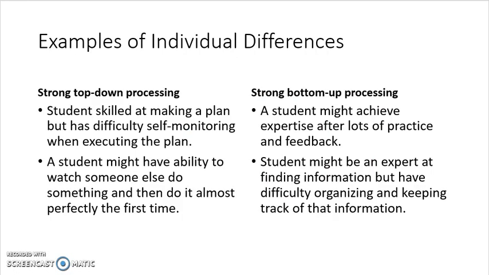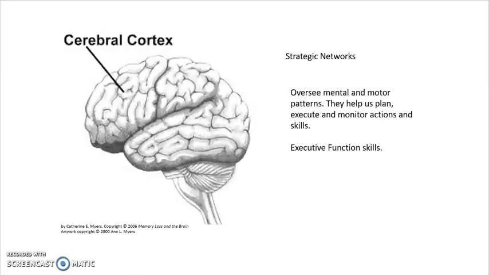For example, if a student has strong top-down processing, then he or she might be skilled at making a plan, but have difficulty self-monitoring when executing the plan. Or the student might have the ability to watch someone else do something and then do it almost perfectly the first time. A student with strong bottom-up processing might achieve expertise after lots of practice and feedback, or might be an expert at finding information, but have difficulty organizing and keeping track of that information.